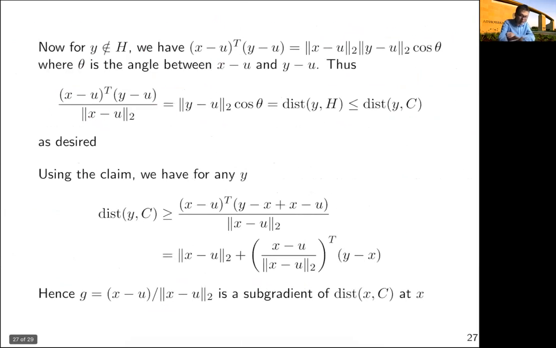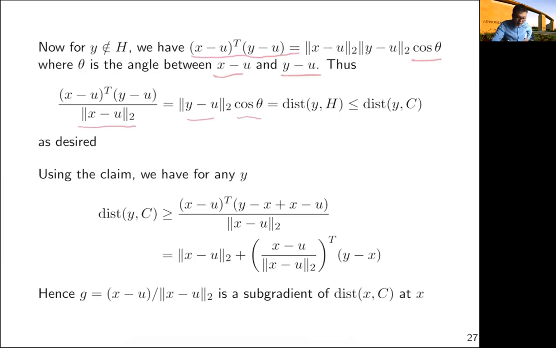Okay, so when y is not in H, notice that this inner product can be rewritten as the 2 norm of that multiplied with the cosine of the angle between these two vectors. And then when we write this down, we can cancel this x minus u 2 norm with the x minus u 2 norm in the denominator, which gives us the y minus u 2 norm multiplied with this cosine angle, right?